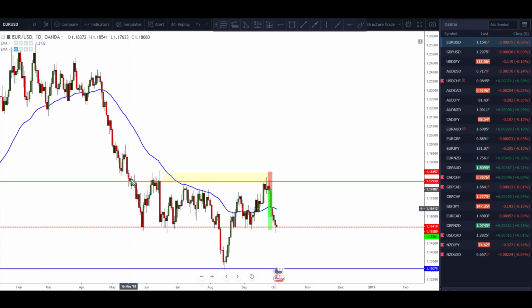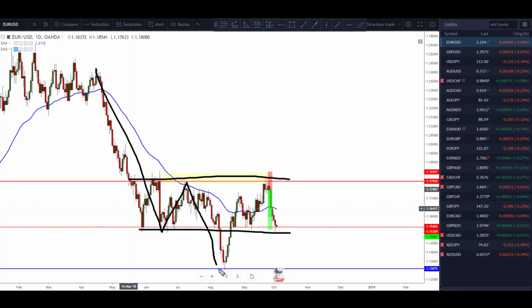So the euro dollar is currently in this weird little period of consolidation, along with putting in some type of head and shoulders pattern. The question becomes, should we interest ourselves in getting involved in this head and shoulders pattern at all? And if we should, then how do we get involved in it?